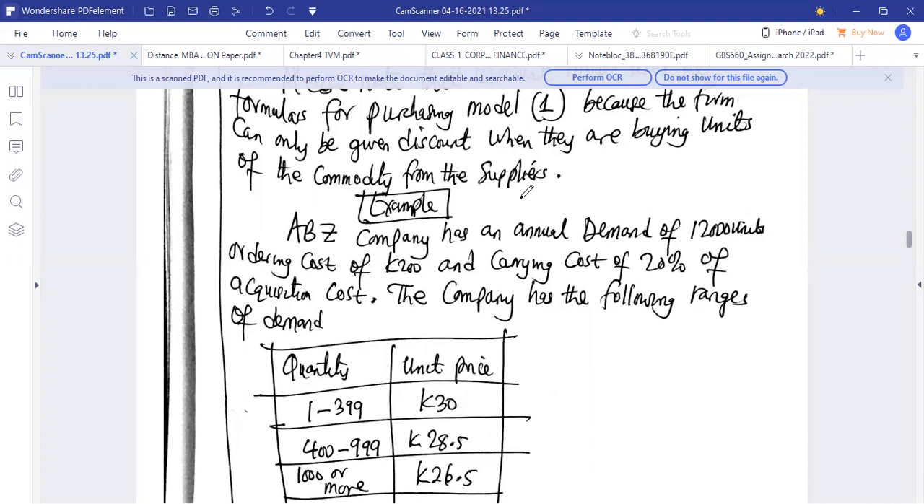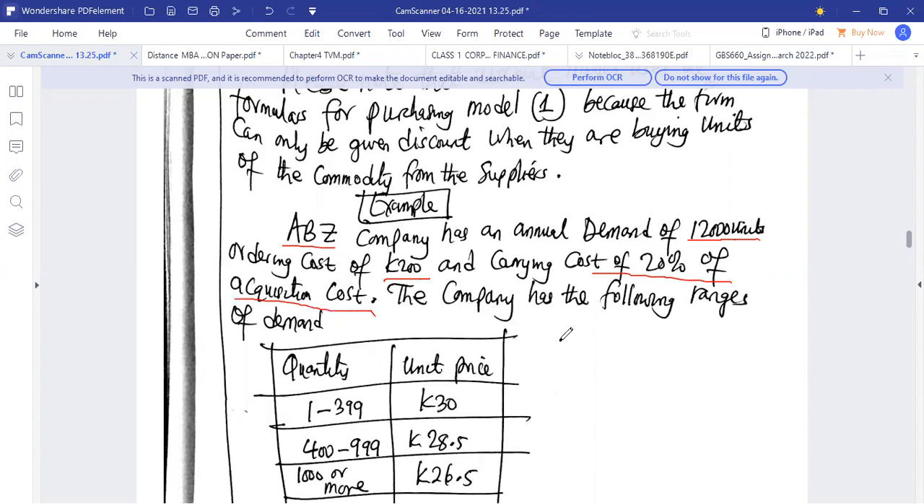All right, so we are going to use the same formulas for model 1, but there are rules that are involved when using those formulas. So we'll talk about those rules as we go. Now, ABZ company has an annual demand of 12,000 units. It's an example looking at our ABZ company. Ordering cost is 200, because we are still buying, so we are still in the ordering phase. And then the carrying cost is 20% of acquisition cost, which is the unit price.